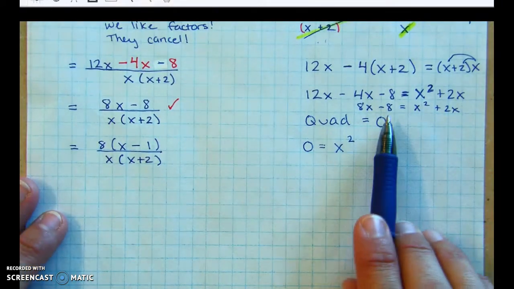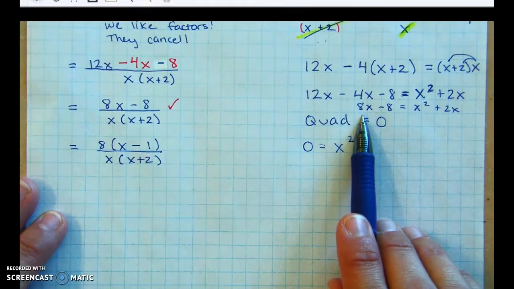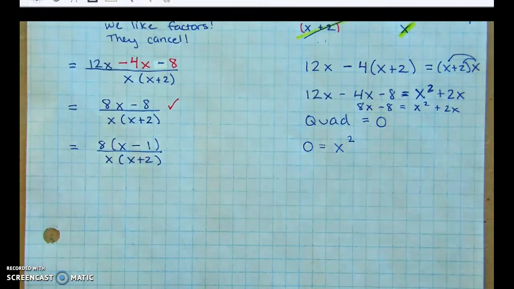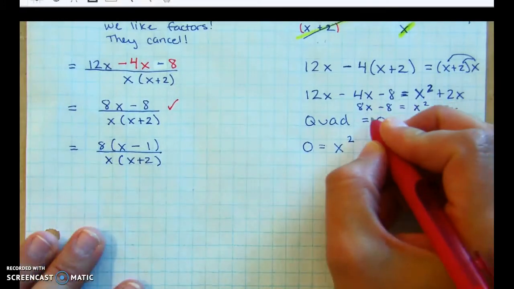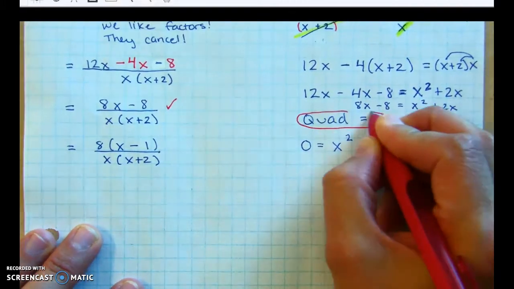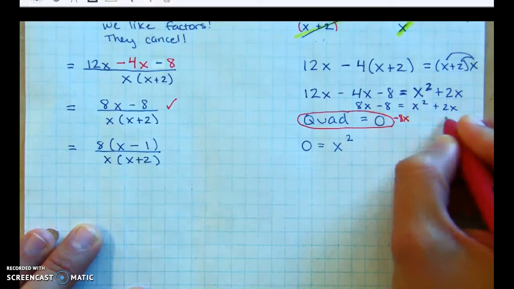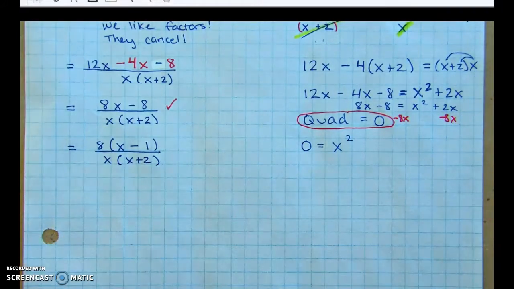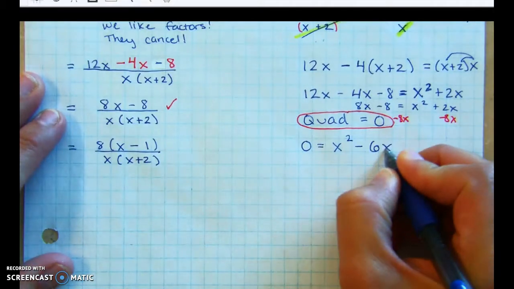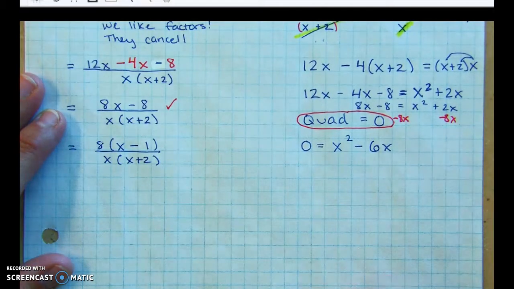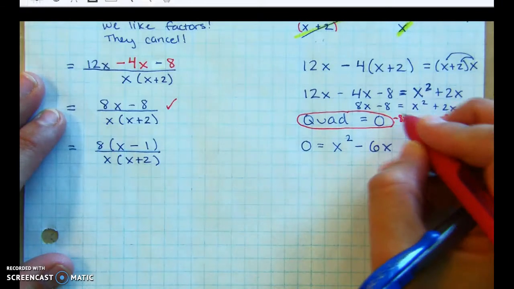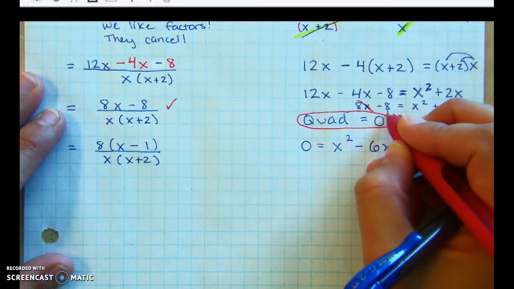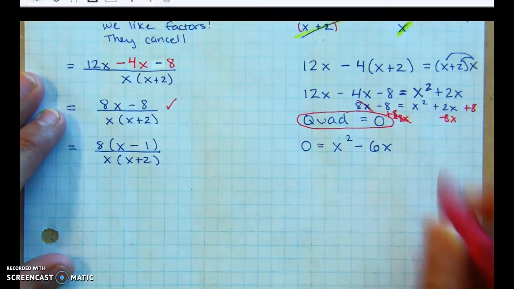So if there are 8 x's on the left side, I need to subtract those 8 x's from the other side. So this was our instructions. Minus 8x, minus 8x. So 2x minus 8x is negative 6x. Are y'all with me? Here we go. That canceled that. We're going to add the 8 and add the 8. So I have this.